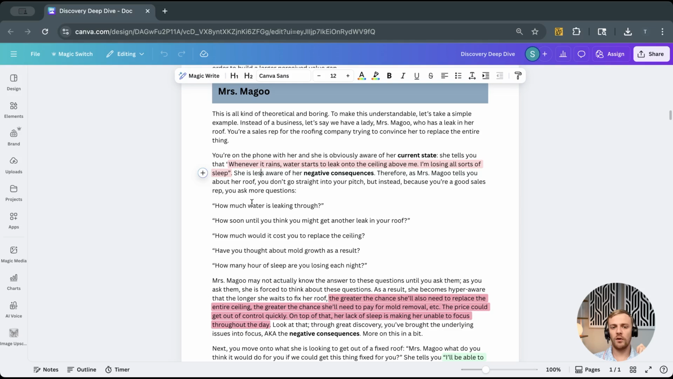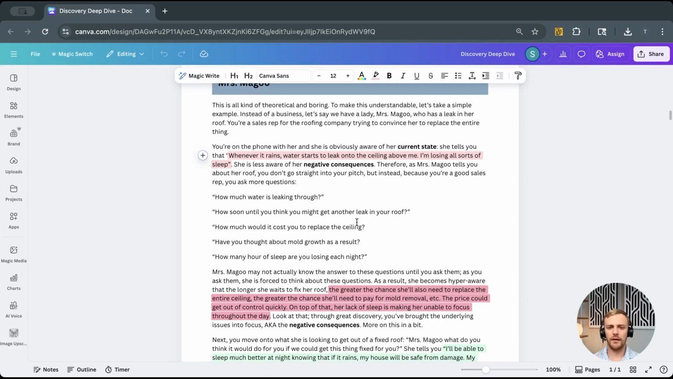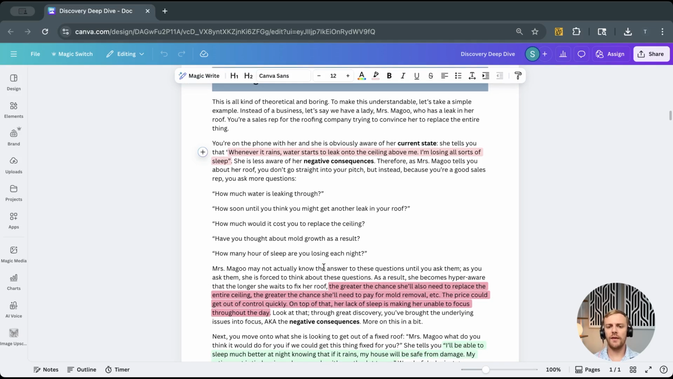Something like, how much water is leaking through? How soon until you get another leak? What do you think it would cost you to replace the ceiling? You're thinking about other things that could be happening, right? Because then she's not just replacing the roof, she's thinking about the ceiling. You think about mold growth. How much sleep is she losing? Yada, yada, yada. So she may not know the answer or may not be thinking about the answers until you ask them. As you ask them, she's forced to think about these questions.